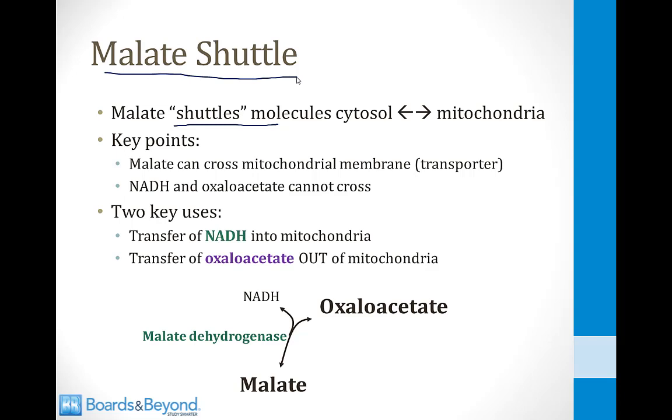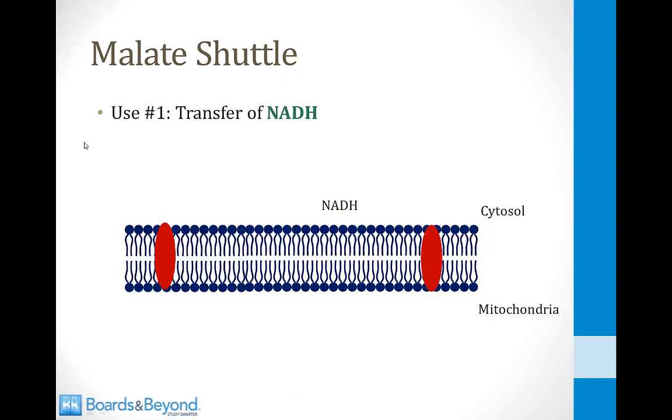In order to understand the malate shuttle, you need to understand 2 key points. The first one is that malate can cross the mitochondrial membranes via a transporter. NADH and oxaloacetate, however, cannot cross. So the malate shuttle is going to be used to transport NADH into the mitochondria for use in electron transport, and also transfer oxaloacetate out of the mitochondria for gluconeogenesis. Let's talk about this in a little bit more detail.